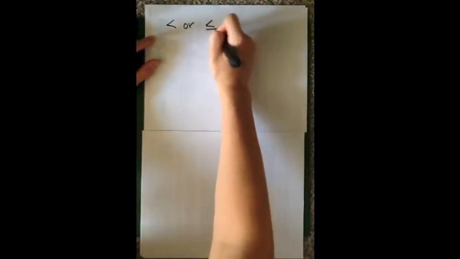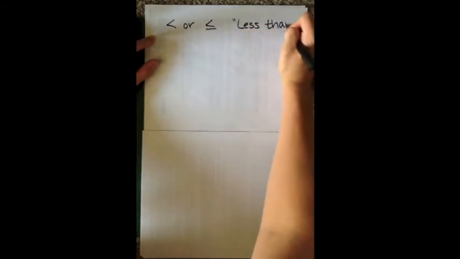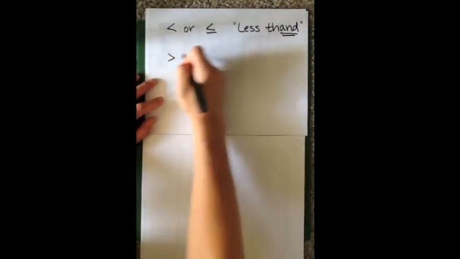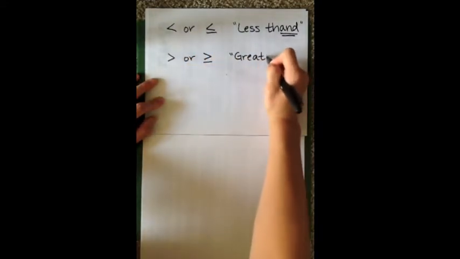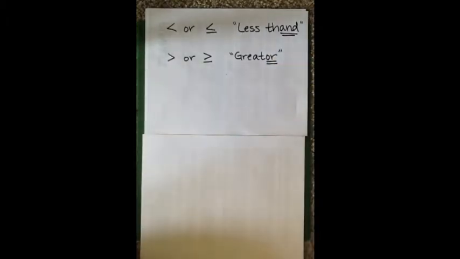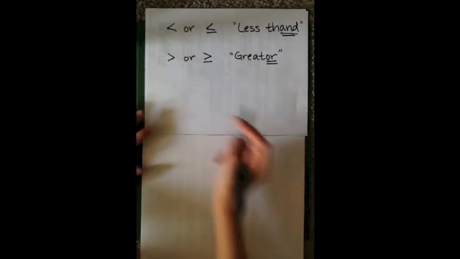So if it's less than or less than or equal to, it's an and, less than. If it's greater or greater than or equal to, it's great or, yes, I realize that it's not spelled correctly, but it'll work. Less than, greater. Okay? So it's important to know whether it's an and situation or an or situation because you won't always know from the answers that you get. Sometimes it can be a little bit tricky. So let's take a look at a couple of examples that are a little more complicated.